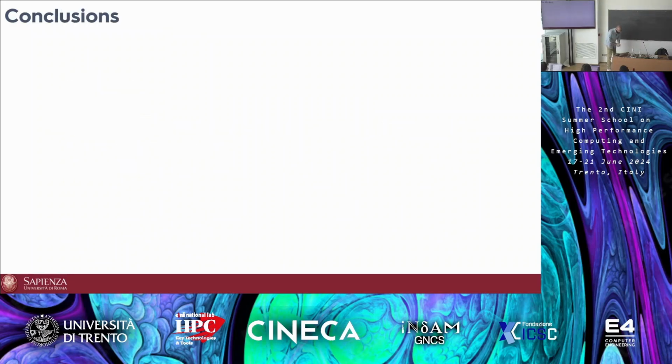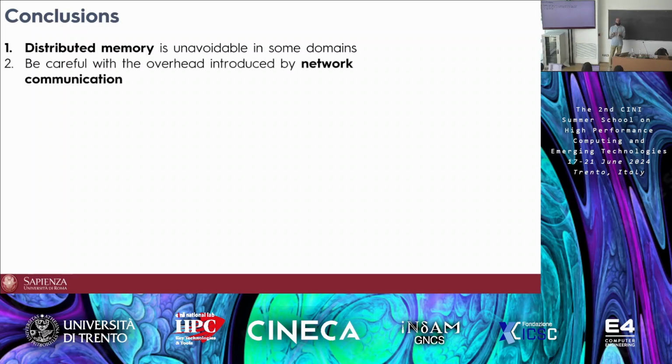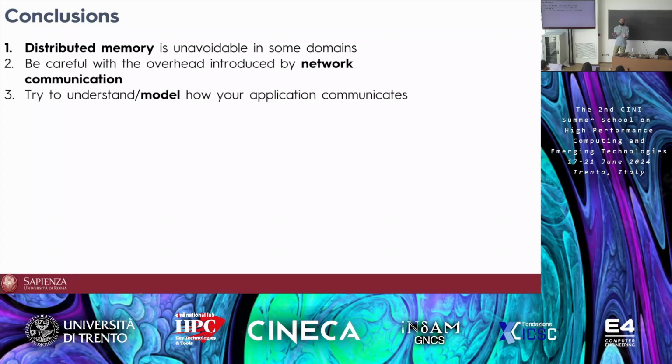So let me conclude. Distributed memory is unavoidable in some domains. There are problems that require you to go to multiple nodes, and there is no way out of that. So the sooner you face it and try to address it, the better. Be careful with the overheads that you have in network communications. Be aware of those, and be aware of tricks that you can use to overcome some of those overheads. Try to also understand how your application communicates, and see if that's the best way to do it, or whether you can do something better.